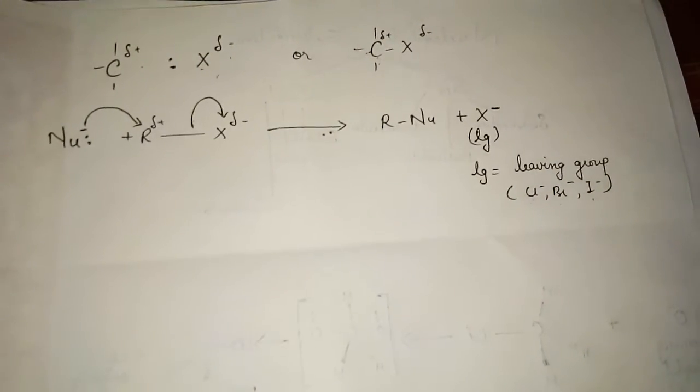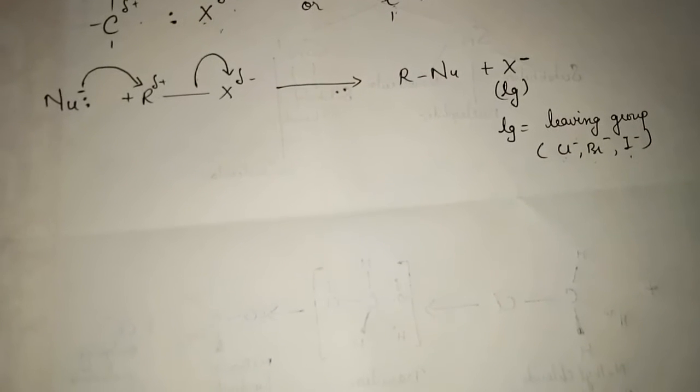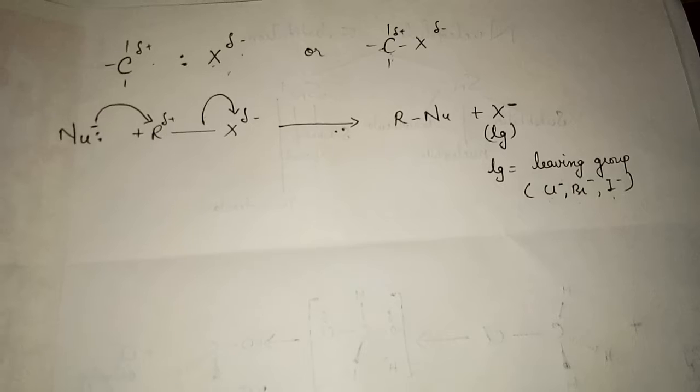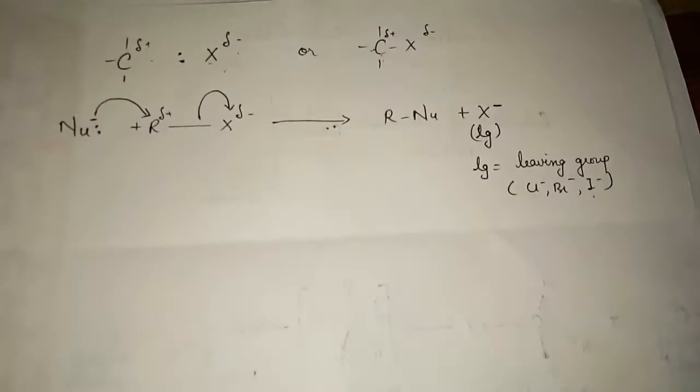Few nucleophiles I would like to give as examples. Like we have OH minus, I minus, NH3, CN, NO2, HS, RCOO minus are few nucleophiles which are used as nucleophilic reagents in nucleophilic substitution reaction of alkyl halides.